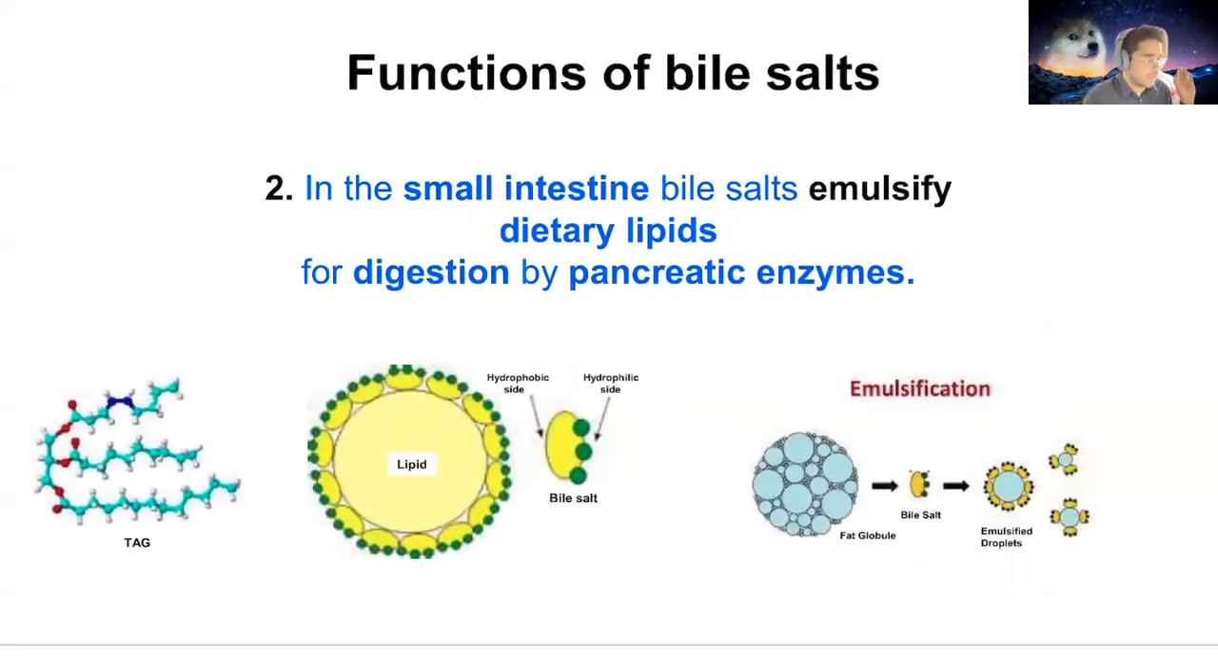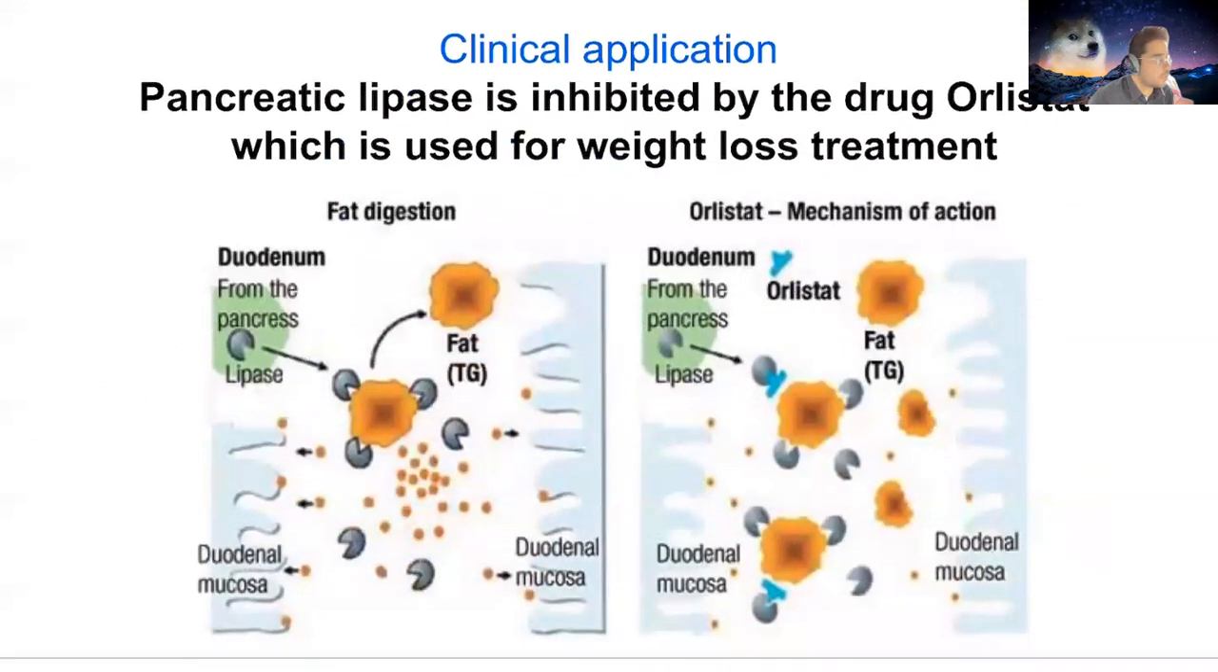Functions, right? In the small intestines, it emulsifies dietary lipids. That's what you need to know. It creates these protective structures that allow lipids to be phagocytized in. They are emulsified droplets. Pancreatic lipases are inhibited by the drug orlistat. Why we use orlistat is that it doesn't allow for the proper cleavage of certain zymogens, and that essentially doesn't allow for bile acids to be created at sufficient levels.